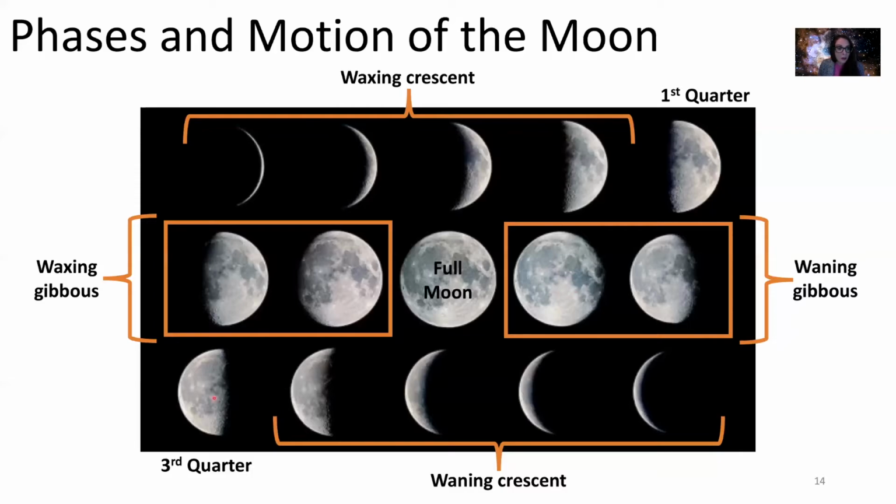And then we go through the third quarter moon, where it's the left half of the moon that's illuminated and the right half of the moon that's dark. And then we head on through our waxing crescent phase, where we've got more dark than light, and then eventually we have this little sliver here, okay? And all of that takes 29.5 days.